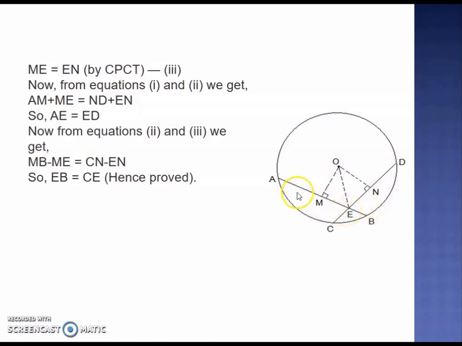For proving the second part, already we know AB and CD are equal. So if you subtract equal things from equal things, you will get the result also to be equal. So MB minus ME is equal to CN minus EN. So the other two segments are also equal, that is EB and CE are equal.